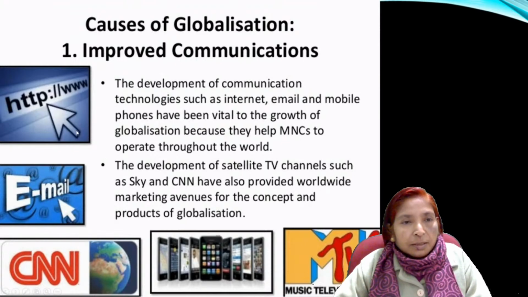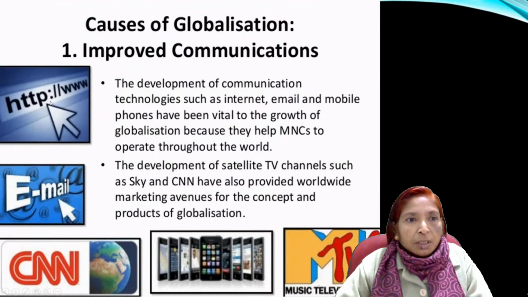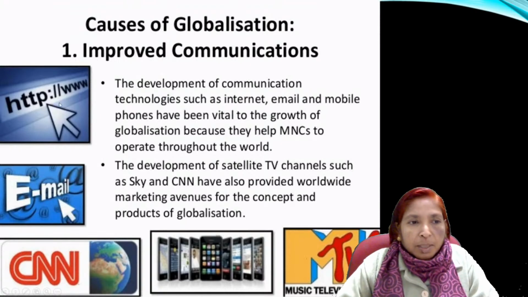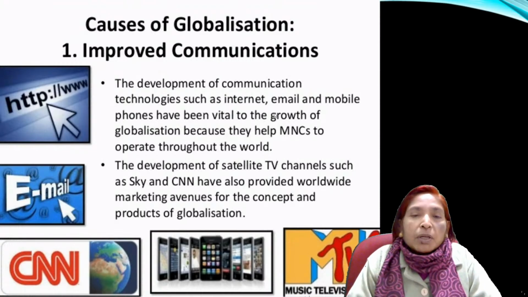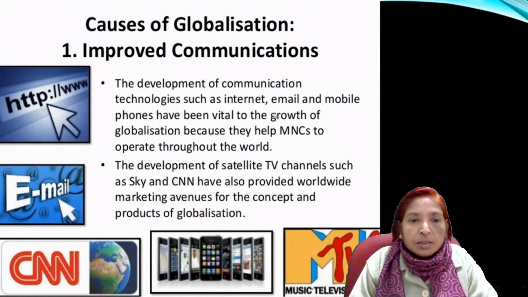These are different things, examples of improving communication systems by using the internet, email, and CNN. This is the TV channel, and through mobile phones, music, and television. The development of this whole range of communication technologies such as the internet, email, and mobile phones has been vital to the growth of globalization because they help multinational corporations to operate throughout the world.